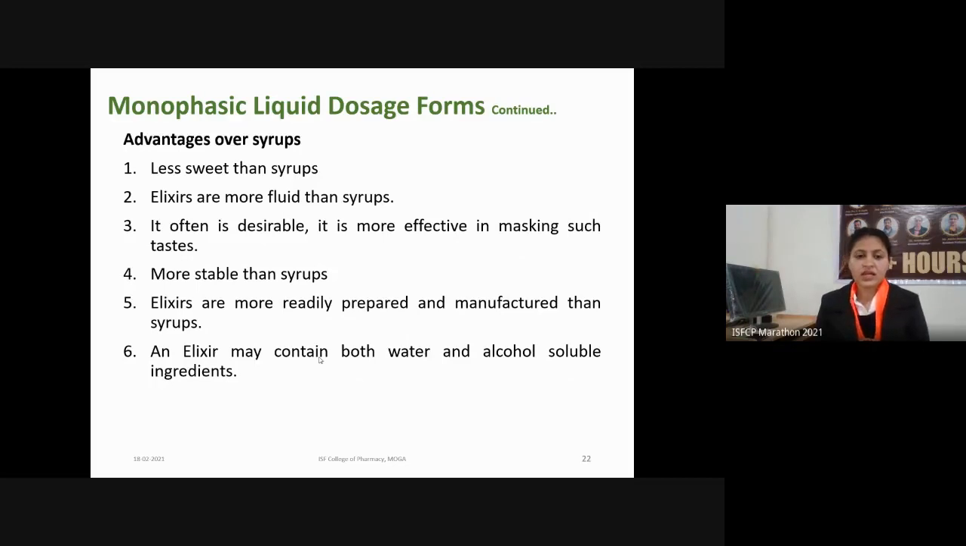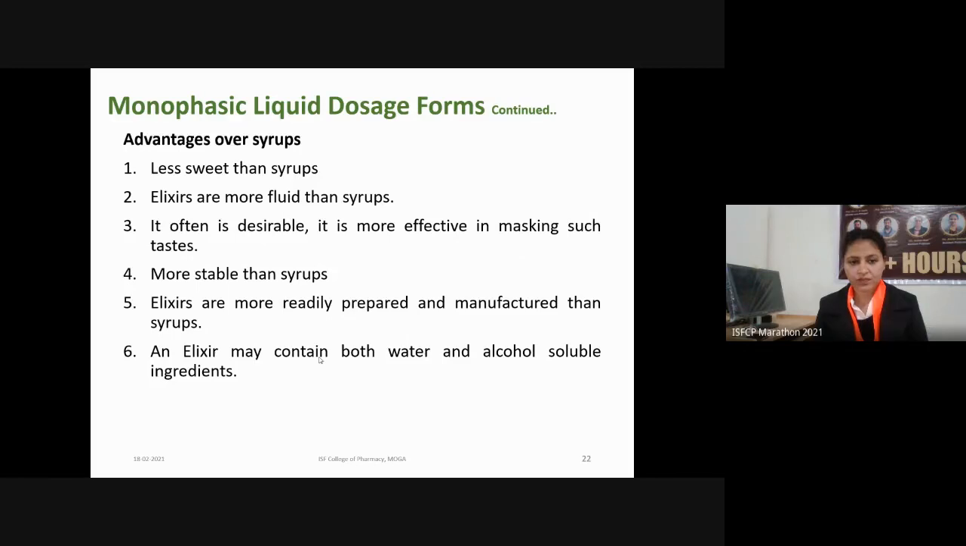The second advantage is that syrups have a high concentration of sucrose, around 66.7%, which makes syrups highly viscous in nature. So elixirs are more fluid than syrups. Because of their lower viscosity, elixirs show more fluidity as compared to syrups.